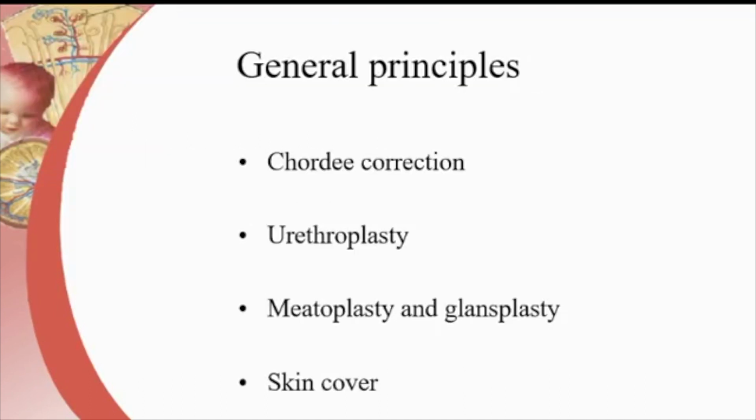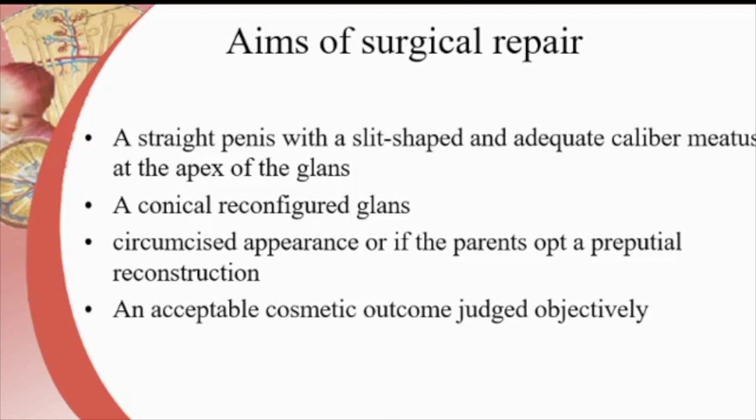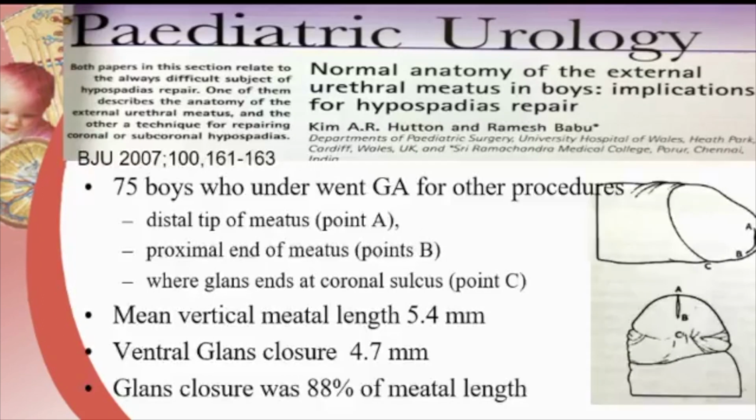Now, the general principles of hypospadias repair include chordee correction, urethroplasty, meatoplasty, and glansplasty, and providing the skin cover. So the aims of the surgical repair are to provide a straight penis with a slit-shaped meatus, adequate caliber meatus at the apex of the glans, a conical reconfigured glans, circumcised appearance, or if the parents want a preputial reconstruction, and an acceptable cosmetic outcome, which is judged objectively.